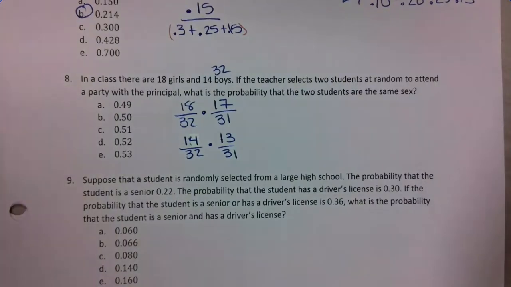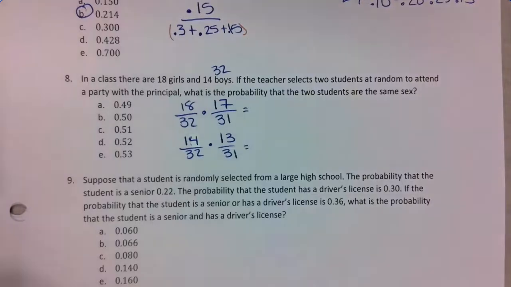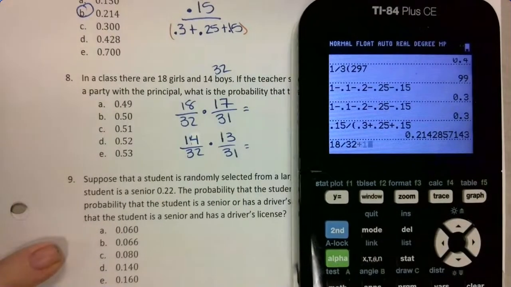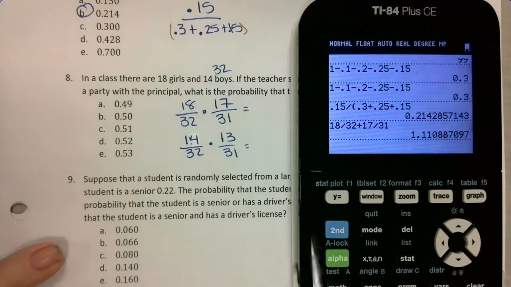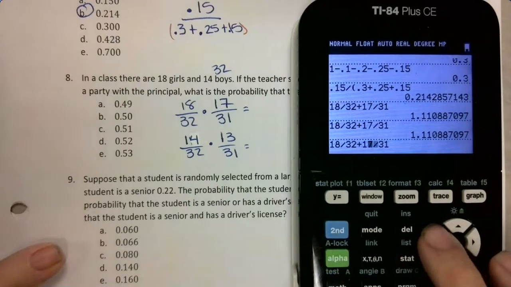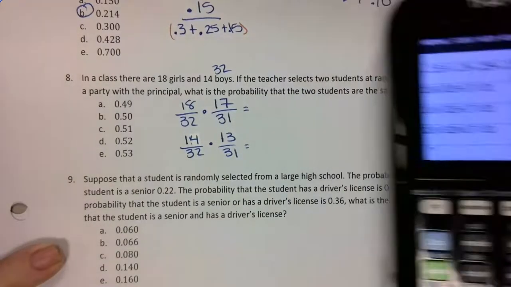Then what I'm going to do is, once I find these 2 probabilities, I want to add them together. So I'll figure them out first. 18 divided by 32 plus 17 divided by 31. Oops, those should have been multiplied. So I'll write it out to 3 decimal places.